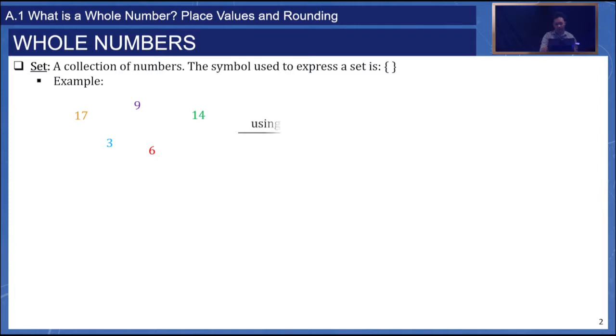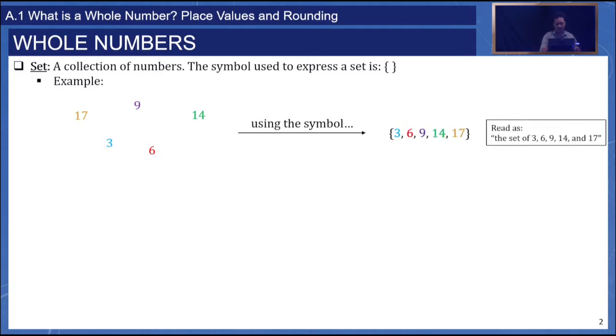So this is a set. But if we want to use the correct symbol, the squiggly parentheses, we would write all 5 numbers in order from least to highest. So you'd write 3, 6, 9, 14, 17, separate each number with commas, and the correct way to read this would be the set of 3, 6, 9, 14, and 17. So again, when using the squiggly parentheses, the order does matter. You want to write it from smallest number to biggest number.